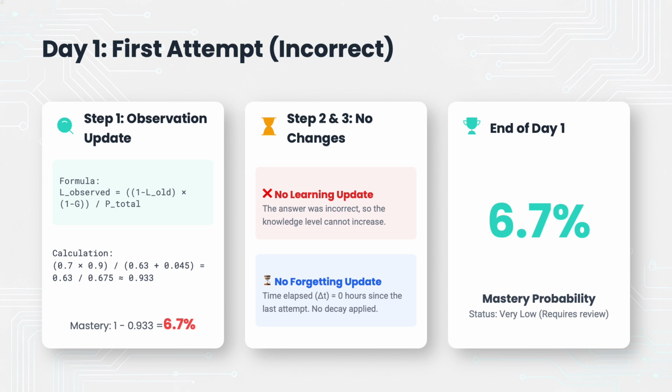Plugging in the numbers, we find the probability that he still doesn't know it is about 93.3%. Therefore, his mastery probability drops significantly to just 6.7%. Since he got it wrong, there's no learning update, and since it's the same day, no forgetting occurs. So, at the end of day 1, his mastery is at 6.7%.